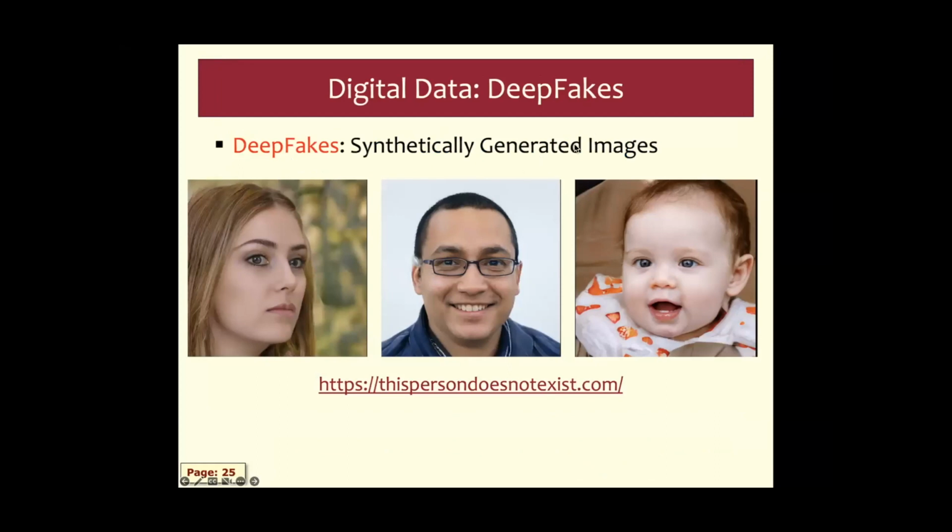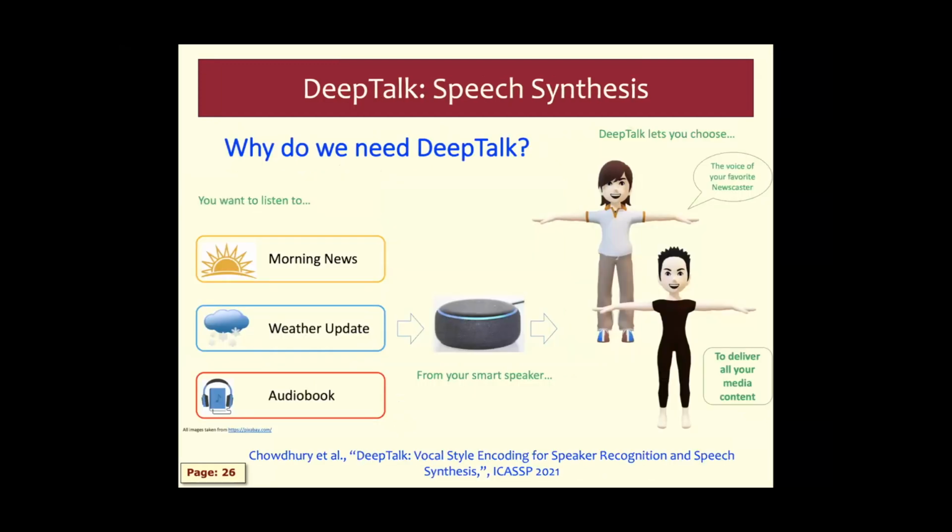So there are many other types of data generation processes, deep fakes. All of you are familiar with this website, thispersondoesnotexist.com. The three images that you see here are synthesized images using GANs. One thing we try to do is generate images, generate audio data using a mechanism called DeepTalk, which we published about 2 years back.